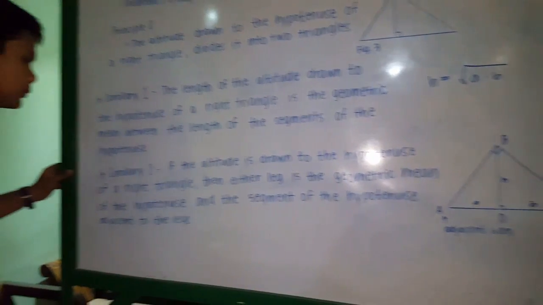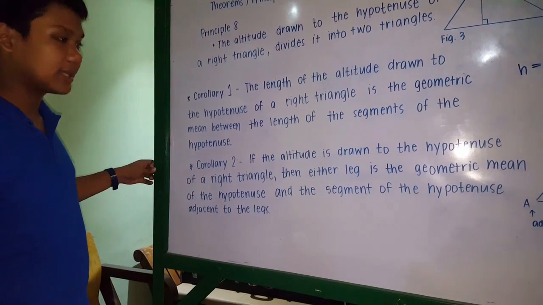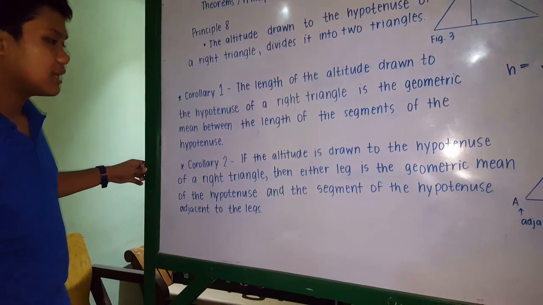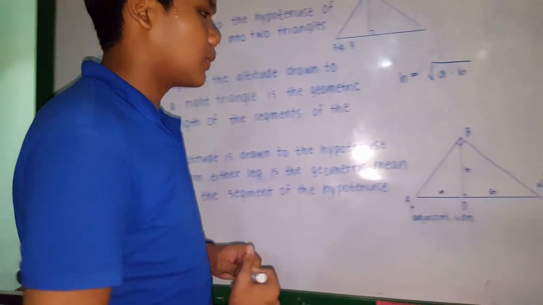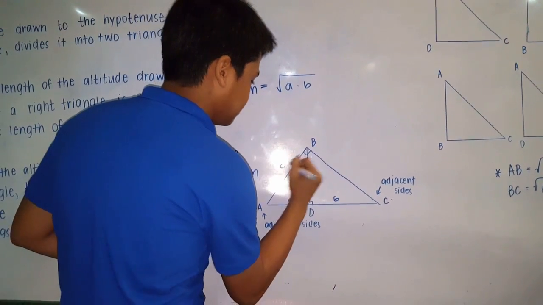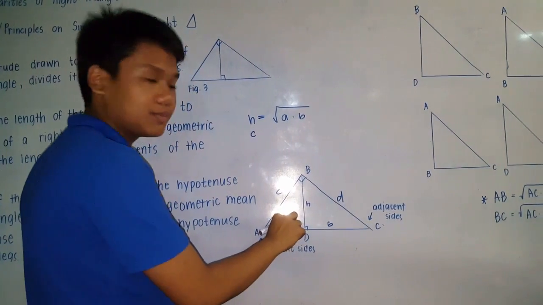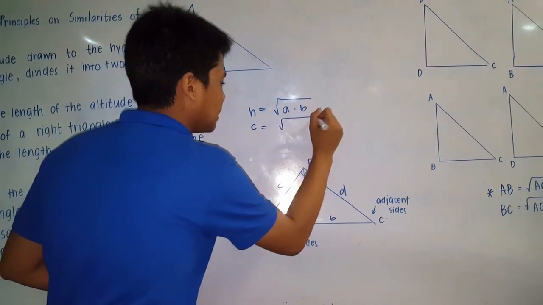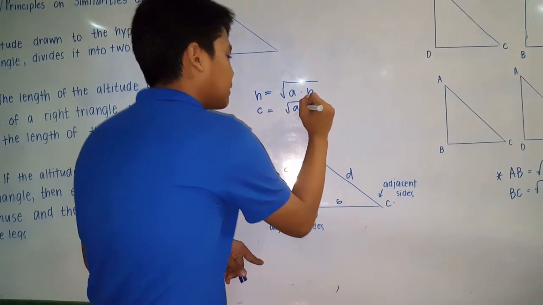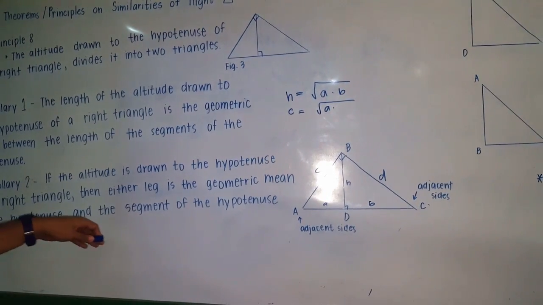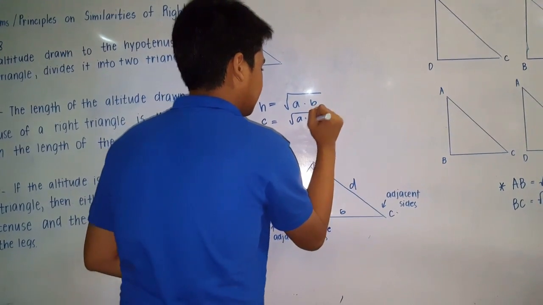Let us move to corollary 2. If the altitude is drawn to the hypotenuse of a right triangle, then either leg length is the geometric mean of the hypotenuse and the segment of the hypotenuse adjacent to the leg. These are the two legs. The value of C, the shorter leg, is equal to the geometric mean of the segment near to it, A, times the hypotenuse. So the hypotenuse is E.